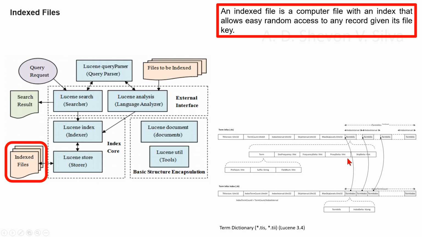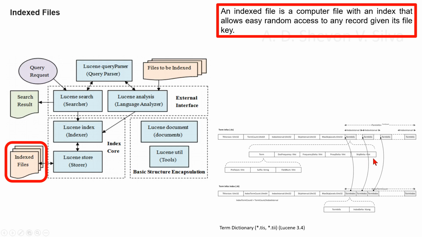Proxy delta determines the position of this term within the .prx file. In particular, it is the difference between the position of the term's data in that file and the position of the previous term's data, or 0 for the first term in the file.